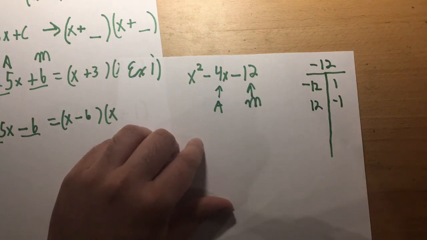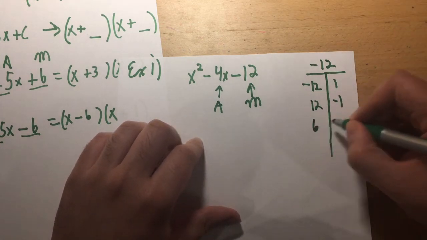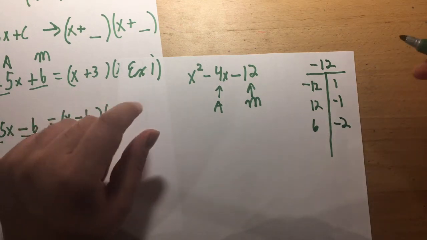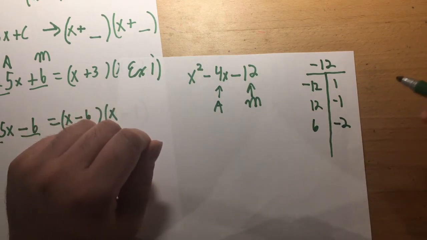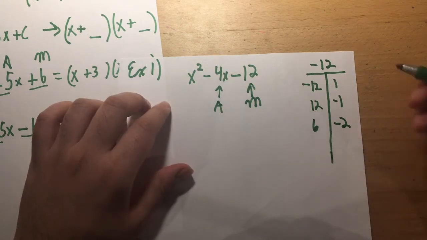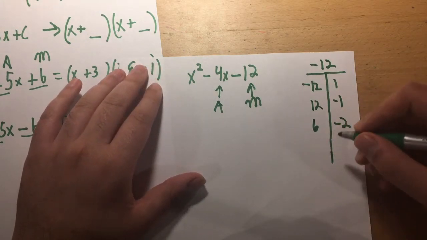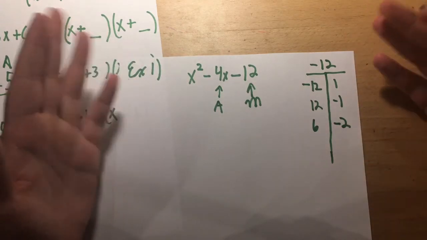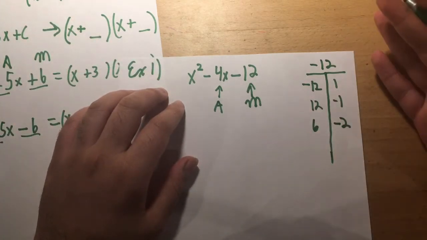Maybe positive 6 and negative 2. Now, those do multiply to negative 12, but they add to positive 4. Still not what we're looking for, right? And I keep just trying different things until, 12 only has so many factors, right? Only so many things multiply to it. Eventually, I'll just run out, right?